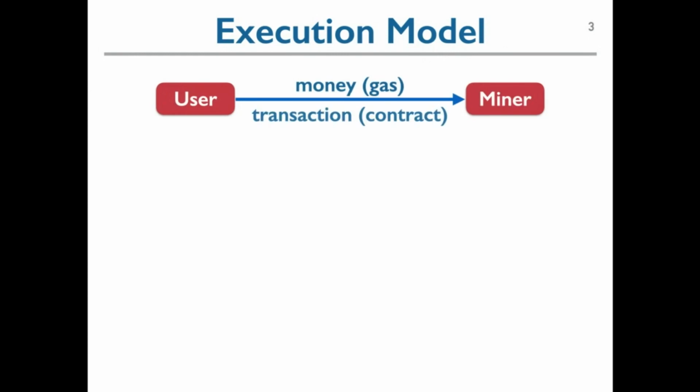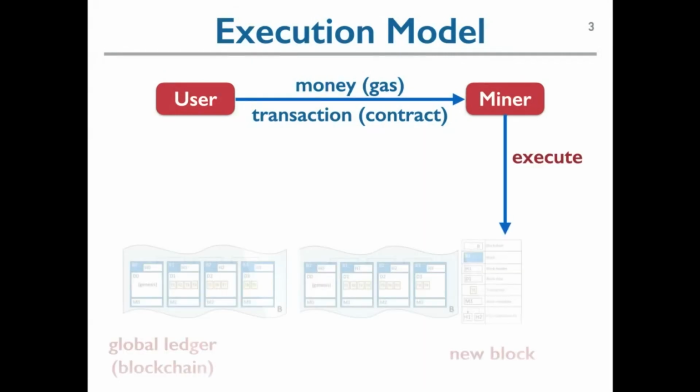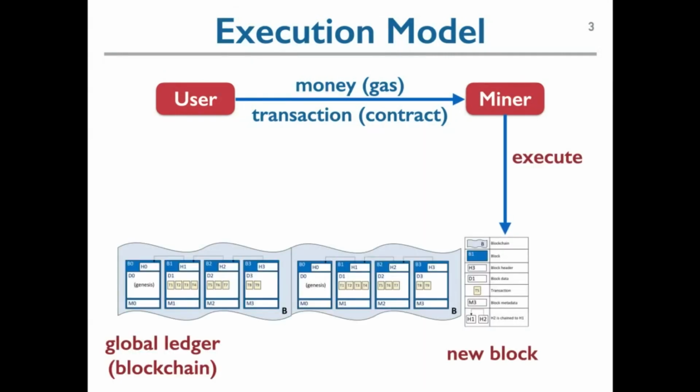The user submits a transaction along with some money, which is also known as gas, to the miner. The miner then executes the transaction, and if successful, adds the transaction to a new block, adds this new block to the blockchain. So the blockchain is nothing but a chain of blocks of transactions. And if the user provided excess gas and there is some leftover, then it is returned back to the user.